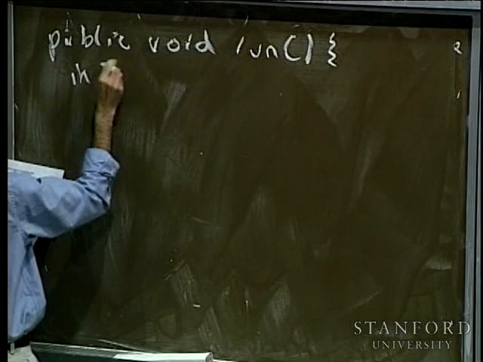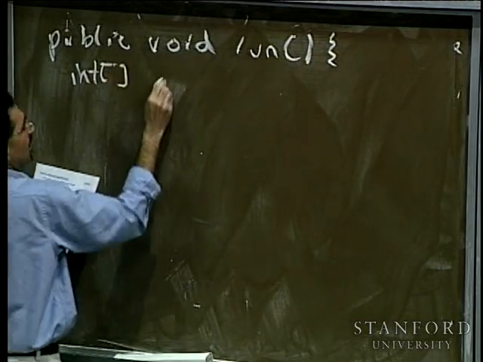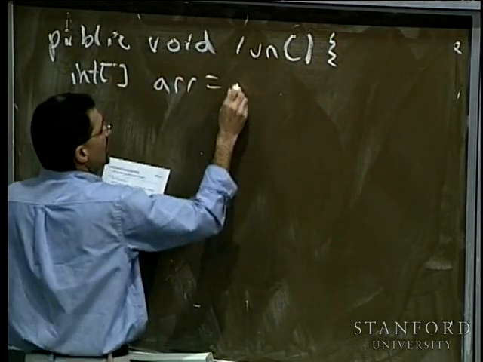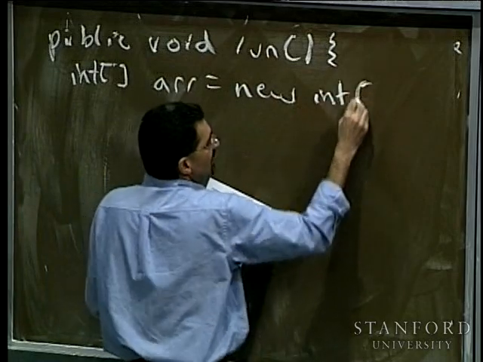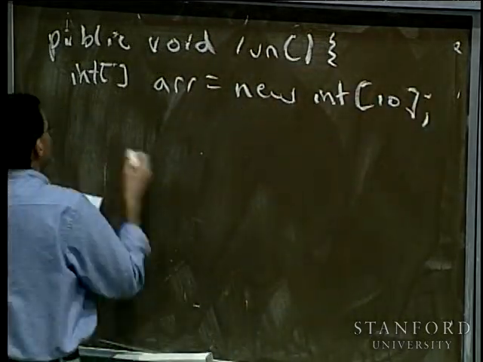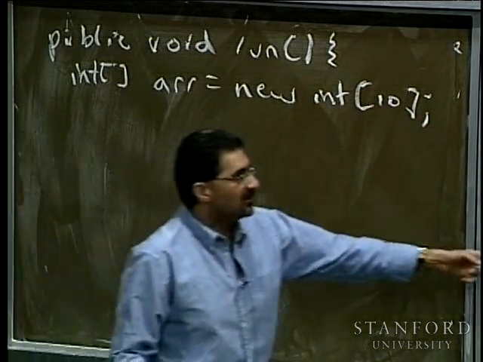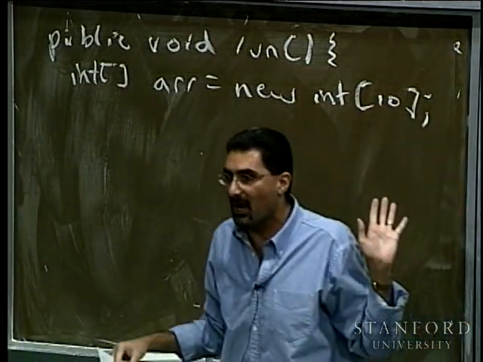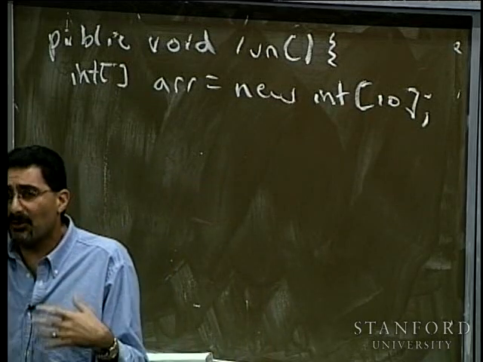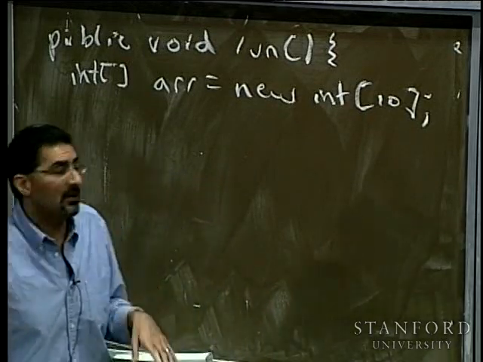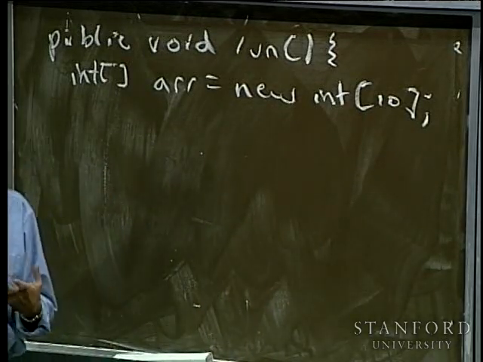Inside here I have int bracket bracket. I'll call it arr for my array equals new int 10. So I get an array of 10 elements. And now I want to pass this array. I want to say, hey, Mehran, rather than reading in all the values from the user in your main program or in run, I want to decompose the program. I want to have some function that actually reads all the values for me. Can I do that? Yes, you can.